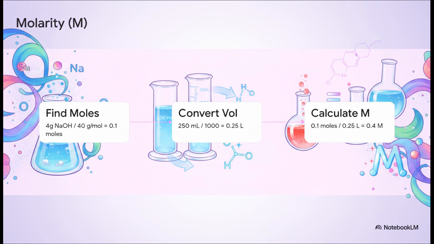Let's say we have 4 grams of sodium hydroxide in a 250 milliliter solution. Step 1, find the moles. 4 grams divided by its molar mass of 40 gives us 0.1 moles of NaOH. Step 2, always convert your volume to liters first. 250 divided by 1,000 is 0.25 liters. Step 3, divide your moles by liters. 0.1 divided by 0.25 gives us a molarity of 0.4 capital M.